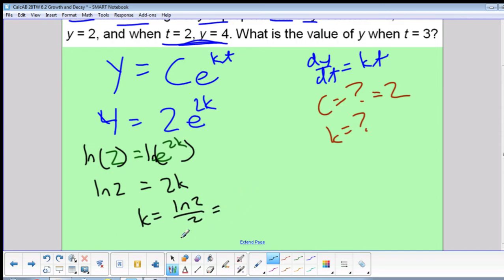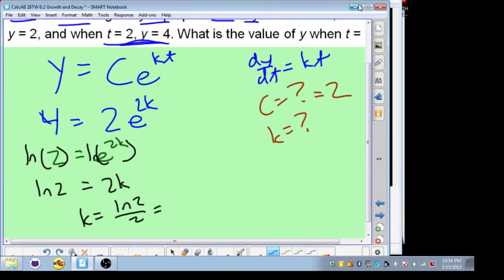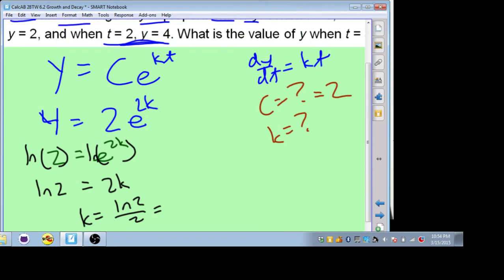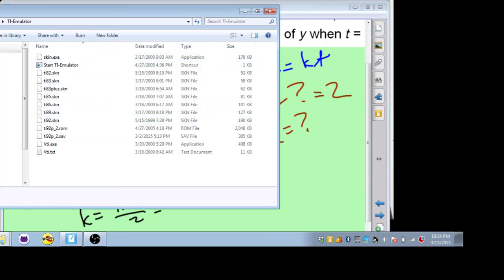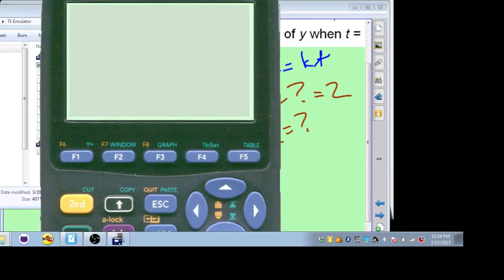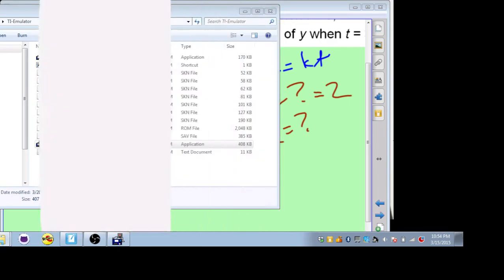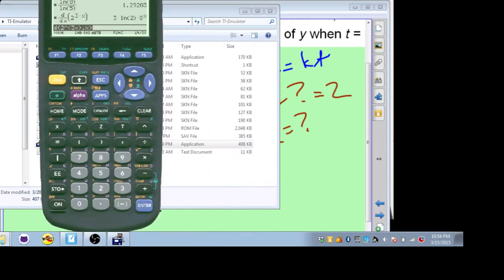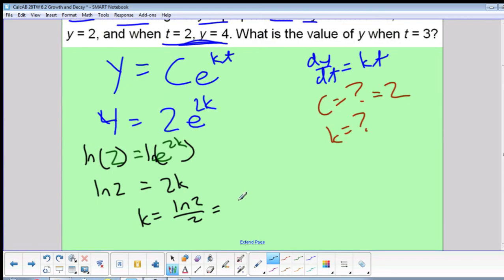And we might actually want a number, so this is where you'd have to plug it into a calculator. Let me find my calculator. All right, there's my calculator. So if I want to plug that in, ln of 2 divided by 2, I will get 0.347. I'm going to round that to 3 decimals. So 0.347. Cool. That's what my k equals.